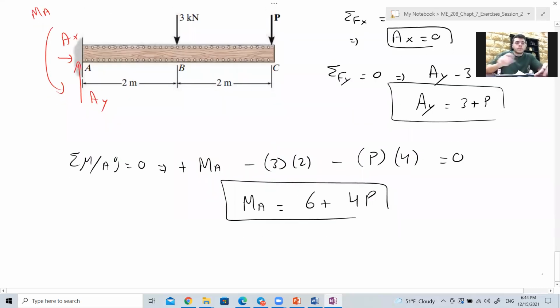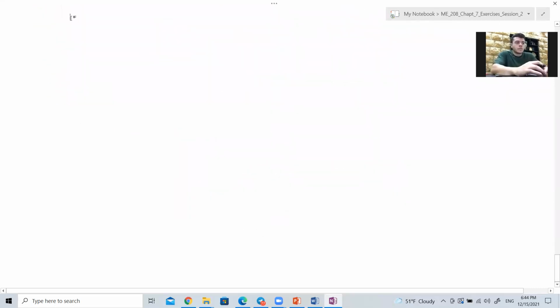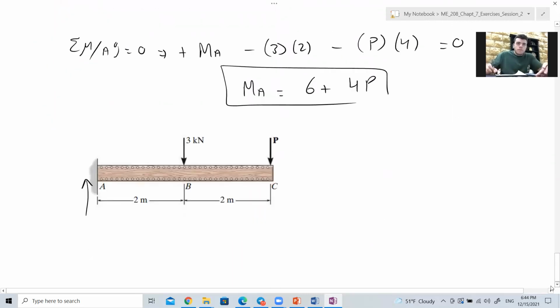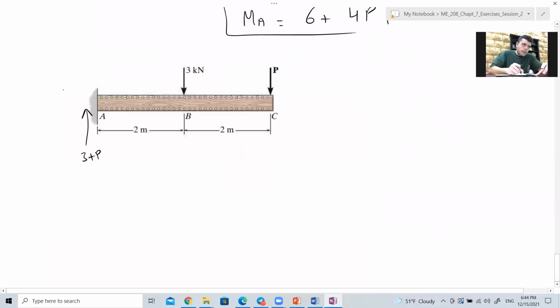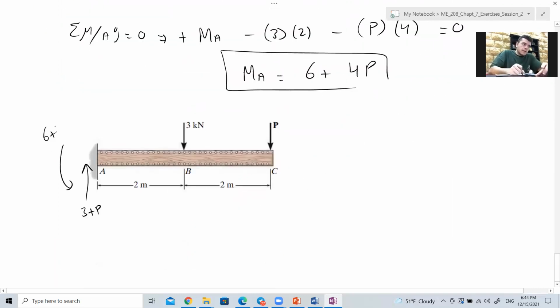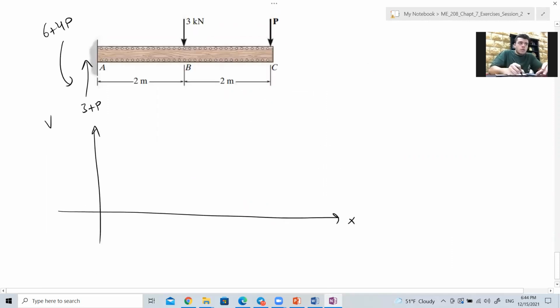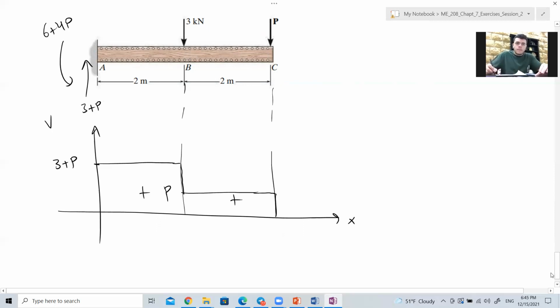All right. So now we have determined the reactions. We can draw the diagrams. You have AY like this, 3 plus P, and MA like this, 6 plus 4P. I only need the shear diagram, not the moment. So this force 3 plus P makes a positive jump of 3 plus P. It stays constant until it drops by 3, down to P, stays constant until it drops to zero. This is the shear diagram.